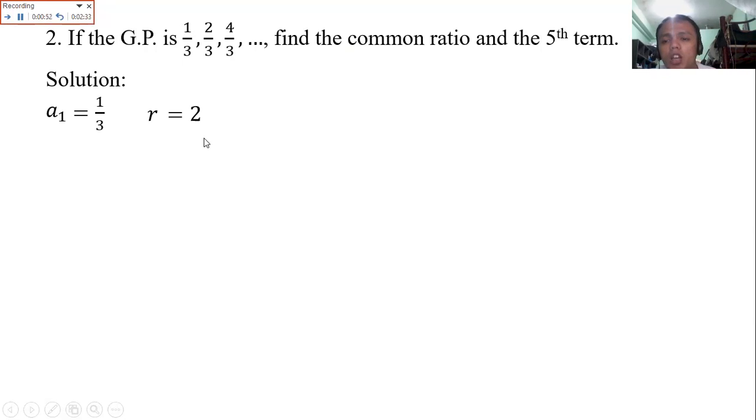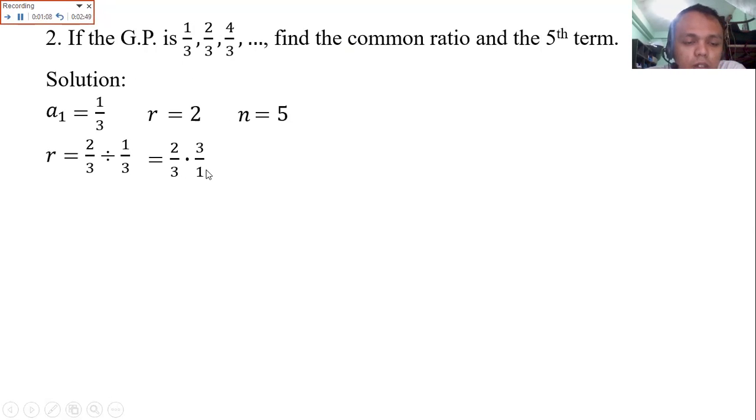I did not put the solution, but anyway, the process is the same. Then your n here, since the fifth term is being asked, we have 5, the number of terms. 2/3 divided by 1/3 is equal to 2/3 times 3 over 1. Cancel out. We have 2 times 3 is 6, 3 times 1 is 3, 6 divided by 3 is 2.